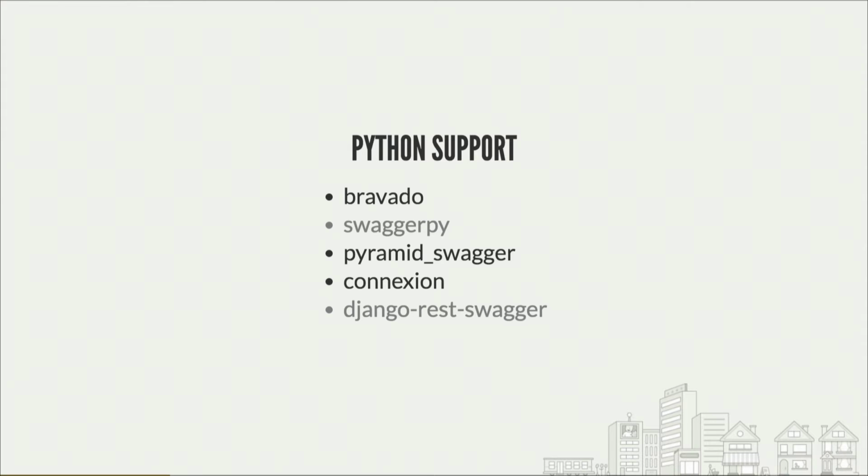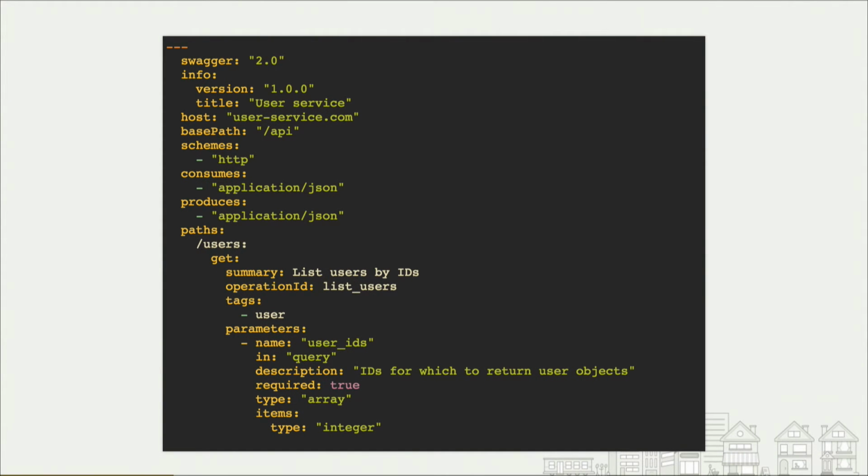Now let's take a quick look at an example Swagger spec. This is done in YAML. You can also write them in JSON. This is the heart of everything. This is how you define your service contract. So at first you say, yes, this is a Swagger 2 spec. Some information. This is used for documentation, not for anything else.